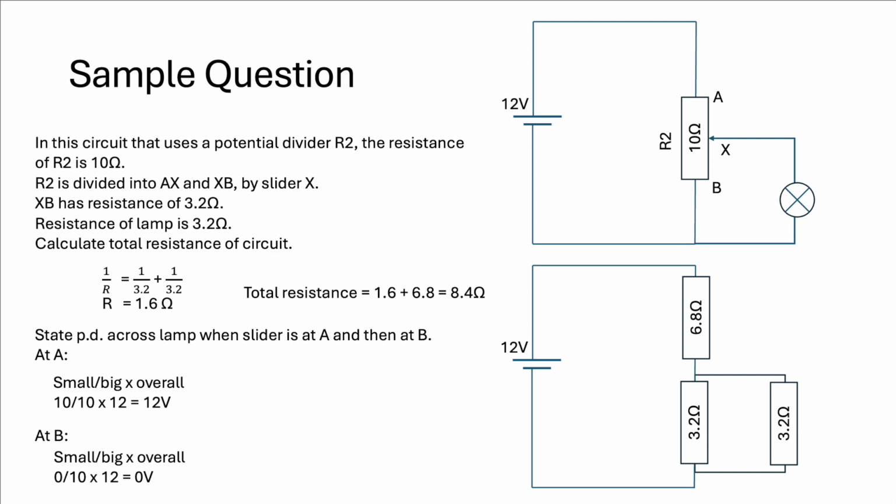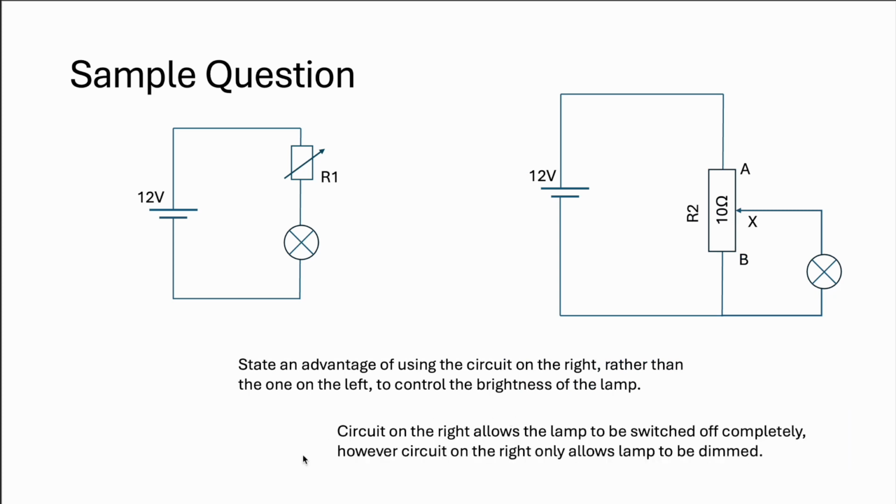So state the advantage of using this circuit over the previous circuit. So with this circuit, you can actually make the lamp go to 0 volts, which effectively turns it off. However, for the other one, you are not able to. You're just going to make it a little bit dim.